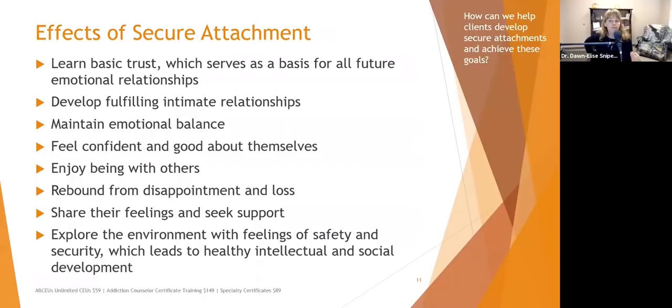Help people rebound from disappointment and loss, share their feelings and seek support, and explore the environment with feelings of safety and security, which leads to healthy intellectual and social development. For a child, when they go to explore, and even when they're learning to walk or something, they may walk and then they fall on their bum, and then they look back at the caregiver, and if the caregiver responds in a comforting way, then they're like, okay, whatever, I can try that again.